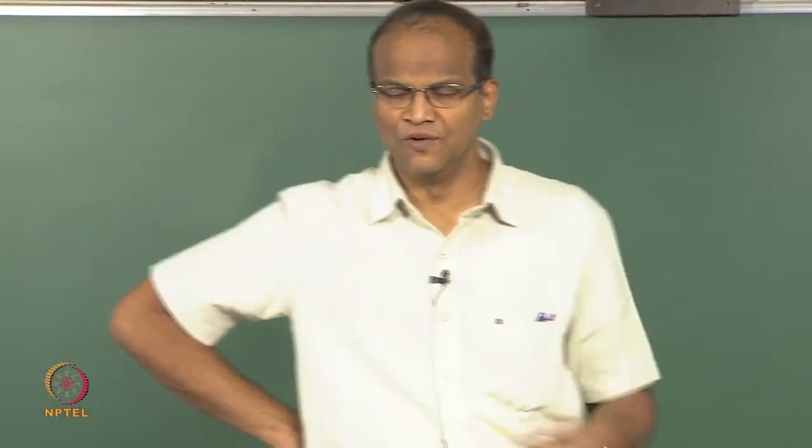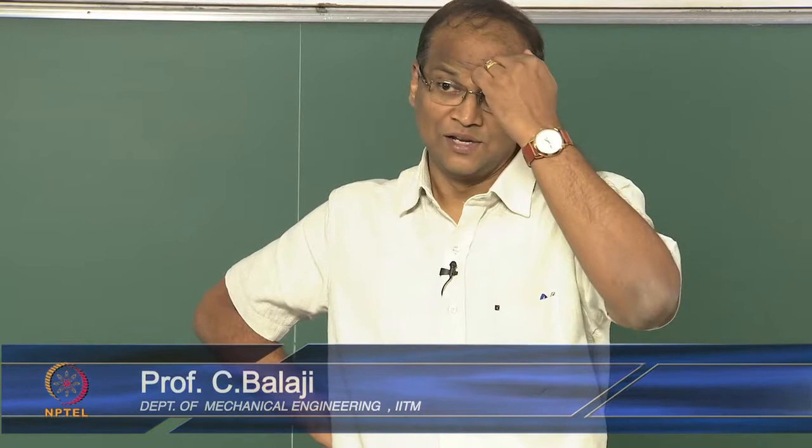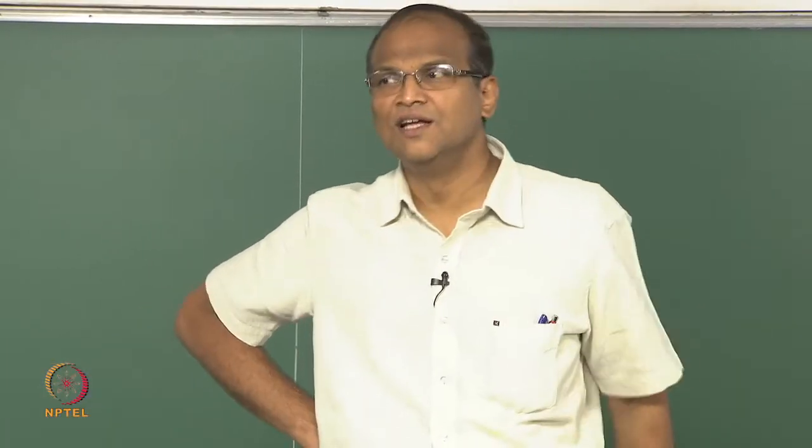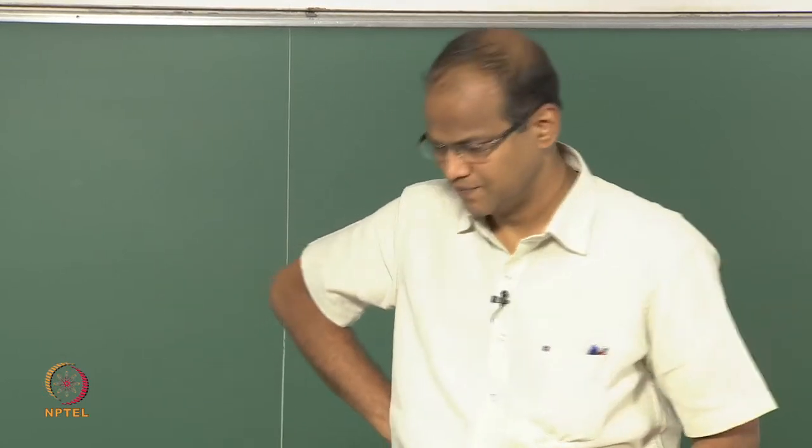In order to make the theory agree with the experiments, it was necessary to move away from classical physics and propose that energy transfer takes place in multiples of h nu, where h is not infinitesimally small, tending to 0. h is a finite constant. It's a fundamental constant of nature, which is Planck's constant, 6.627 × 10 to the power of minus 34 joule second.